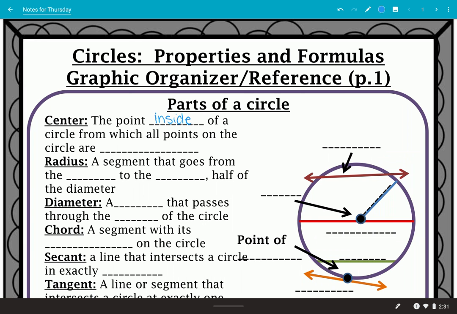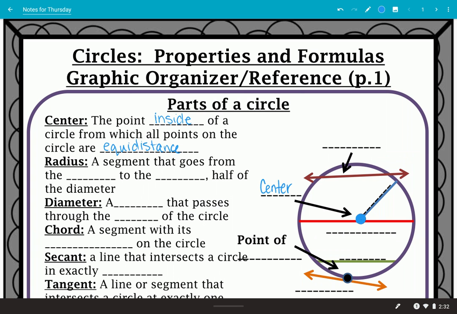from where all the points on the circle are equal distance, just meaning everything on the outside is equal to the center. And then that's where this is, equal distance. So here's the center. That is the center.